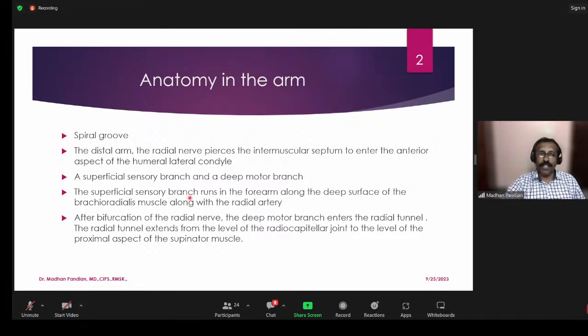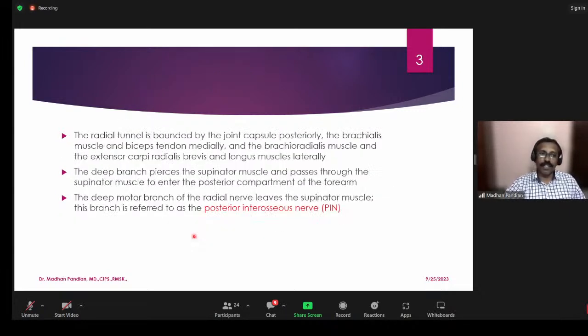The superficial sensory branch runs in the forearm along the deep surface of the brachioradialis, whereas the radial tunnel, which contains the deep motor branch, is at the level of the radiocapitellar joint to the proximal aspect of the supinator muscle. Now, again, we need to understand what the radial tunnel is. We'll see the boundaries. It is bounded by the joint capsule posteriorly, medially by the brachialis and the biceps tendon, and laterally by the brachioradialis and the extensor carpi radialis brevis and longus. The deep branch pierces the supinator, and at the exit from the supinator, it is called the posterior interosseous nerve.